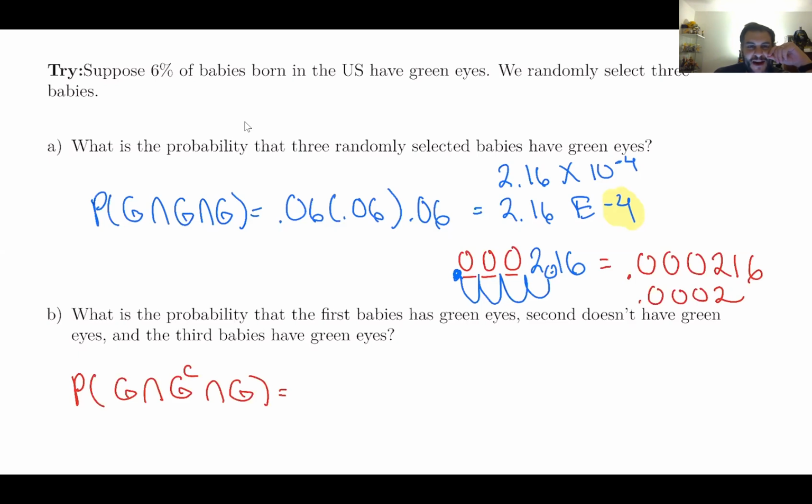All right. So if you look at it, the probability that a baby has green eyes is 0.06. So that's for the first baby. Now we're gonna move on to the second baby. So the second baby, we want it not to have green eyes. So if I know 0.06 have green eyes, the probability a baby doesn't have green eyes is 0.94. Lastly, the probability the last baby has green eyes is 0.06.